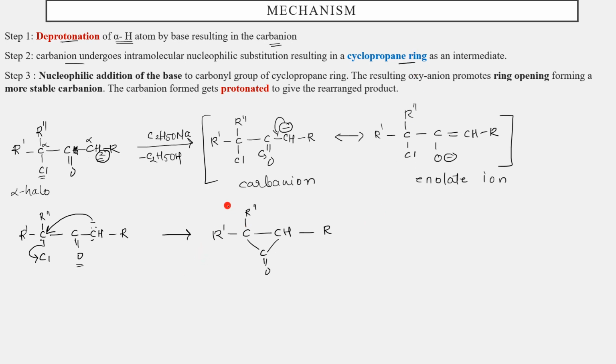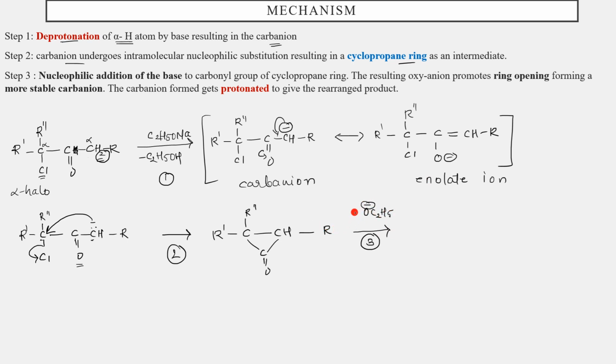Once this ring is formed, now the base attacks. So I'll continue it from here. So this was our first step. This was our second step in the mechanism, and this is our third step in the mechanism. Okay. So now the base attack. So we had taken an alkoxide as a base.